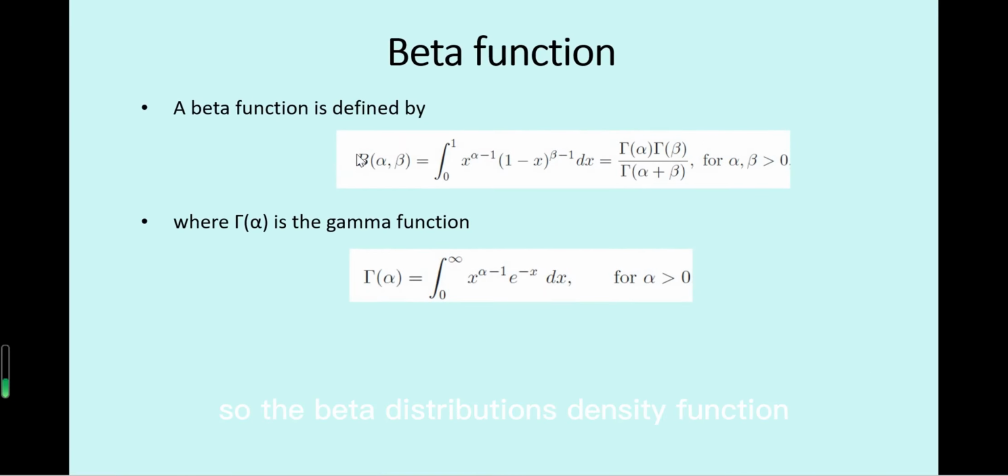If you want to know more details about the beta distribution's density function, first we have to know the beta function. The beta function, denoted by capital B of alpha, beta, is the integral from 0 to 1 of x to the power alpha minus 1 times 1 minus x to the power beta minus 1, dx. This can also be written with the gamma function: gamma alpha times gamma beta divided by gamma of alpha plus beta. Here gamma alpha is the integral from 0 to positive infinity of x to the power alpha minus 1 times e to the power minus x, dx, for all positive alpha.